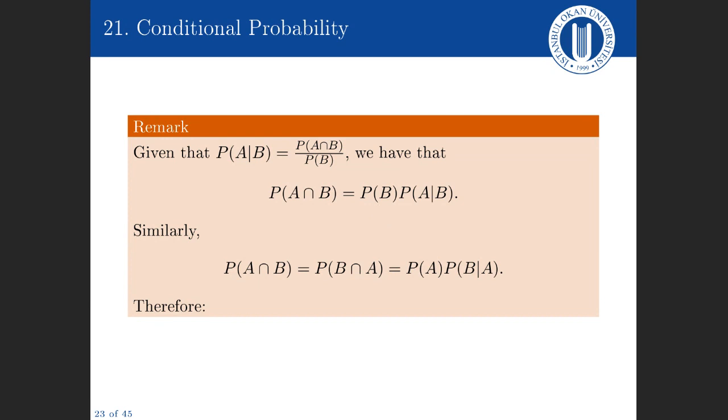But A intersection B is just the same as B intersection A. When we intersect two sets, it doesn't matter which order we write them in. We can just swap positions of A and B. So in the formula in the orange circle, we can also swap the positions of A and B. This must be the same as the probability of A multiplied by the probability of B given A.